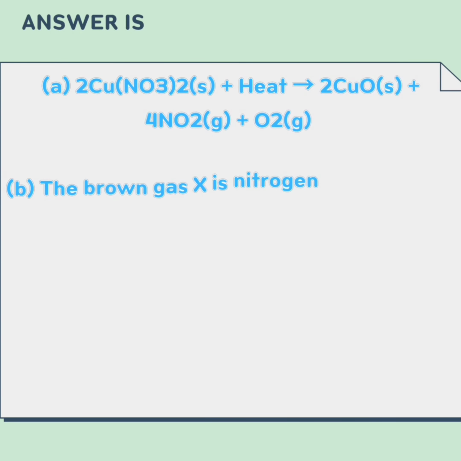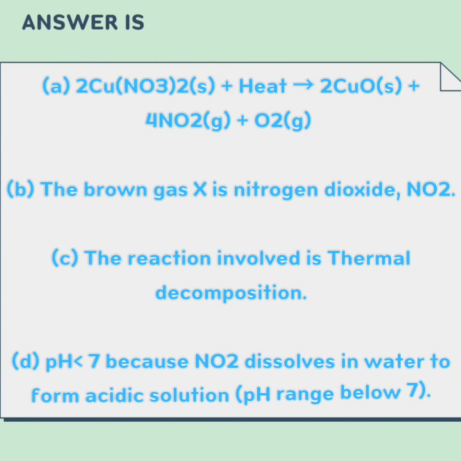Answer. B. The brown gas X is nitrogen dioxide. C. The reaction involved is thermal decomposition. D. pH less than 7, because nitrogen dioxide dissolves in water to form an acidic solution, pH range below 7.